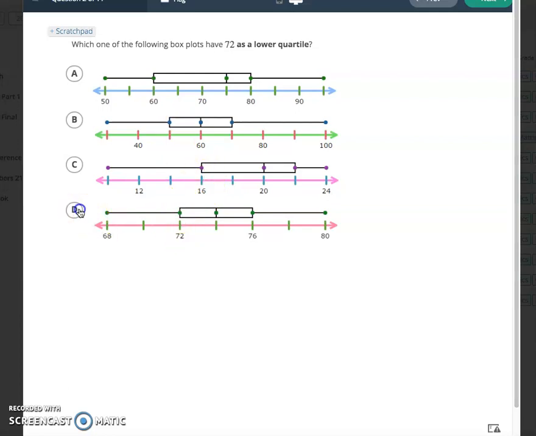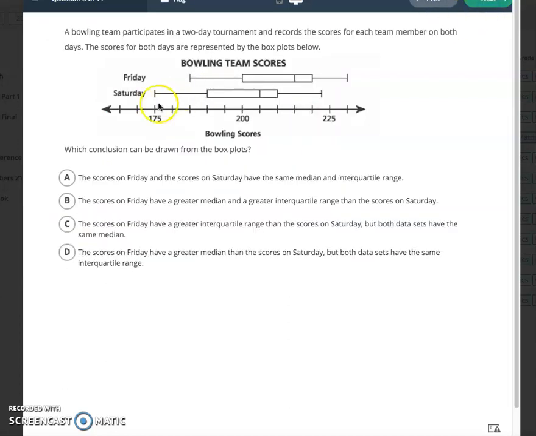This is the one with a lower quartile of 72. Perfect. Next one. A bowling team participates in a 2-day tournament and records the scores for each team member on both days. The scores for both days are represented by the box plots below.